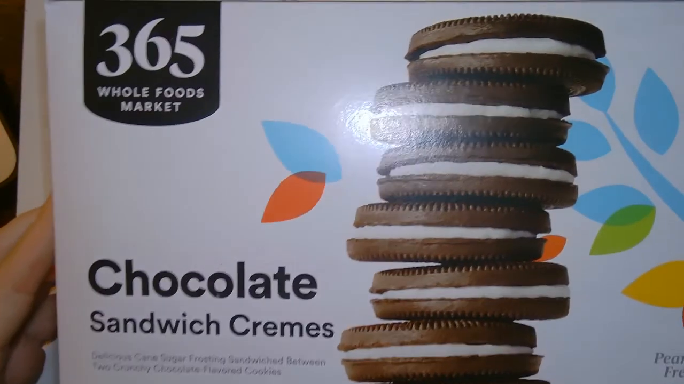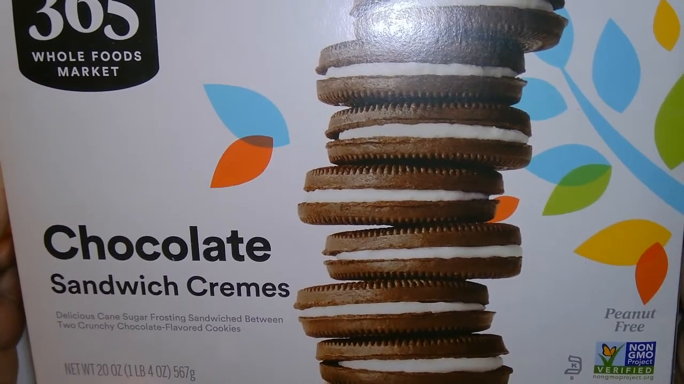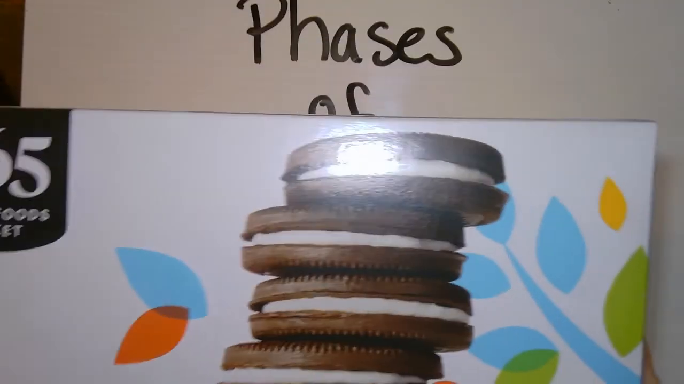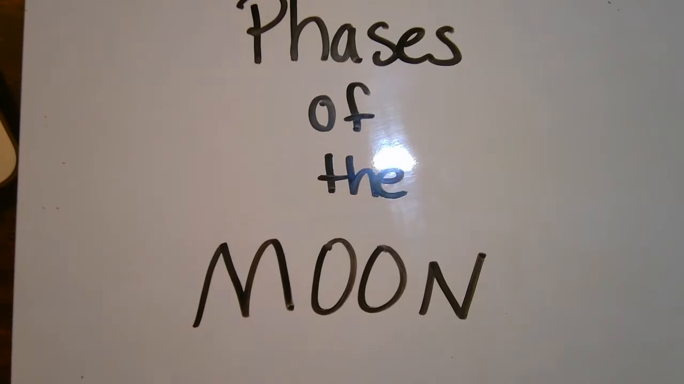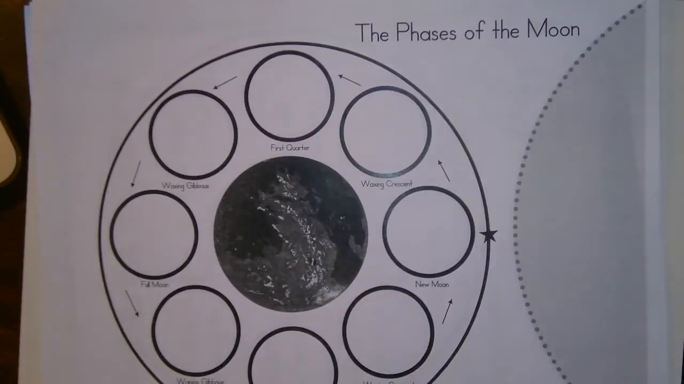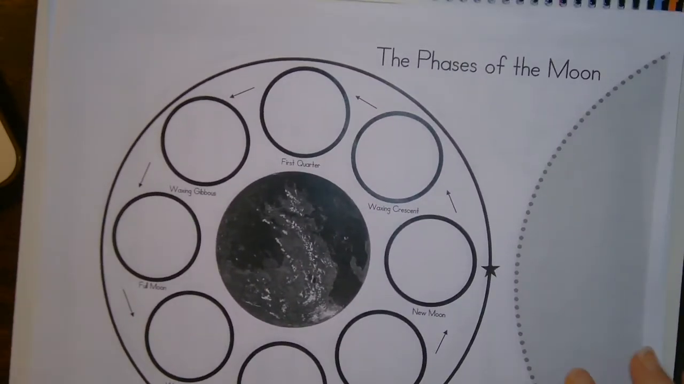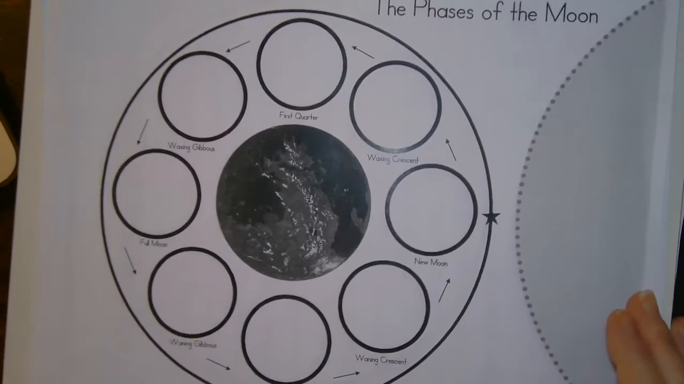Sometimes you can get your groceries delivered, and so I just got these delivered. So they don't have to be the brand Oreo, but this kind of cookie. So we are going to use those cookies today and this piece of paper. And we are going to do our best to make the phases of the moon. We're going to show them.